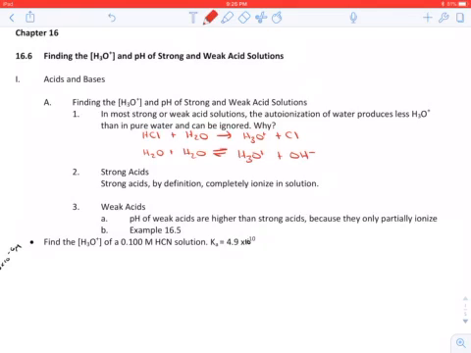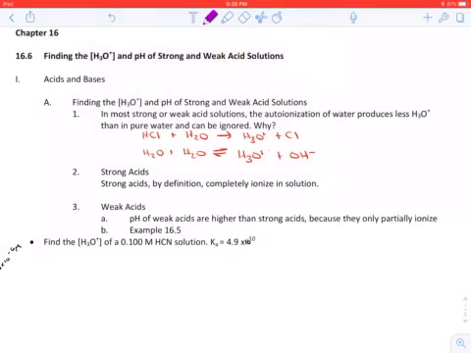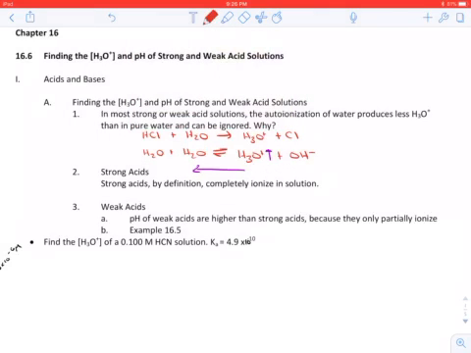If you can see, we're adding H3O+, so the concentration of H3O+ in this case is going to go up, right? Which is going to cause the equilibrium to shift back to the left. Le Chatelier's principle tells us that we're going to shift it that way, so the H3O+ produced by water goes down, and we don't actually have to worry about that.